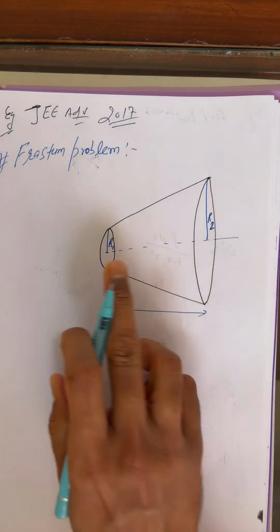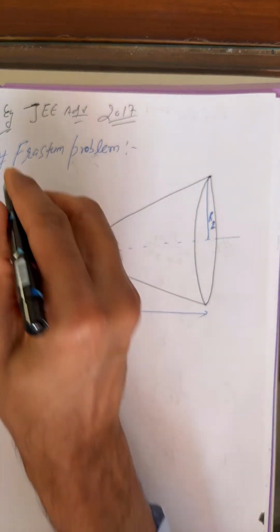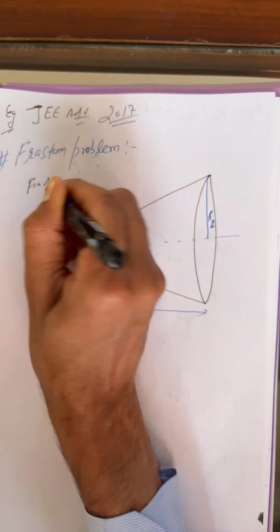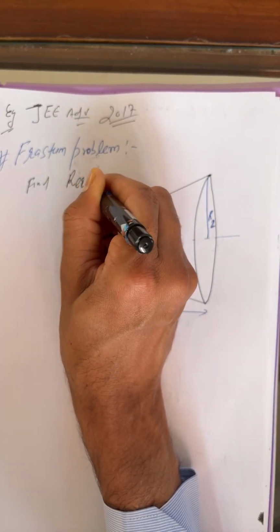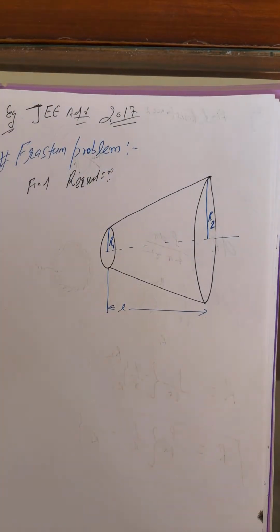This is R2. This is R1. This is R2. Your questions remain the same: find R equivalent. Yes, beta. Do you want to try?